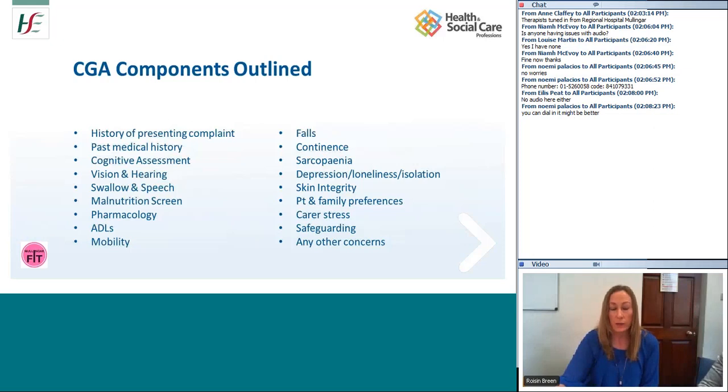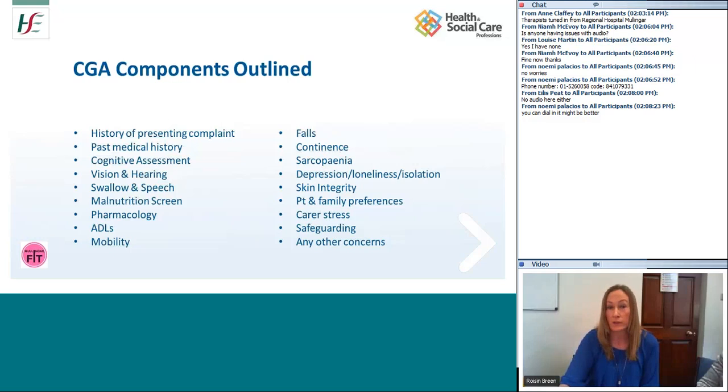From that then, if we know they wear glasses and hearing aids but they're in their bag, we take them out and make sure they have them on, and we get family to bring them in, and we advise staff about communication, and if we need to refer on to an optician or to discuss with the team about going to an ophthalmologist. We then move on to a swallow and speech assessment.